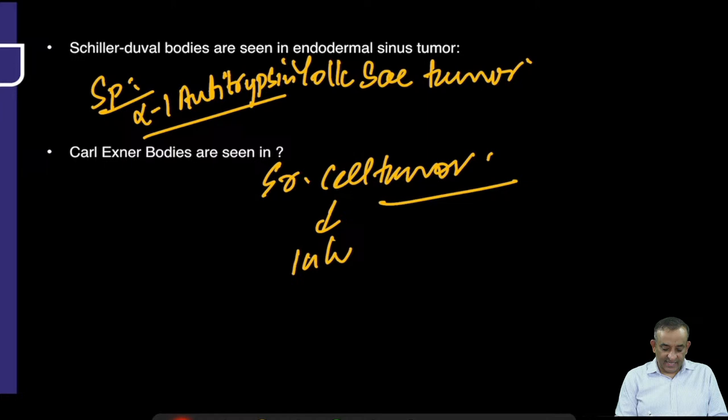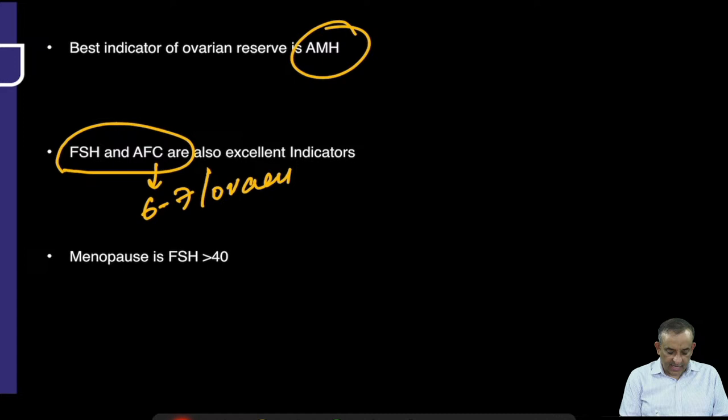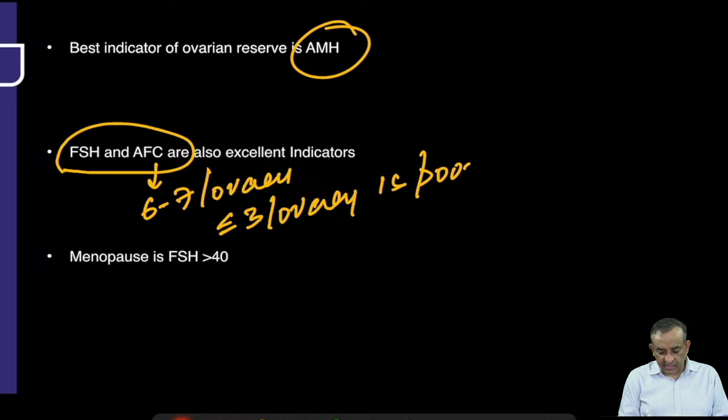All right. Best indicator of ovarian reserve is the anti-mullerian hormone. FSH and AFC, antral follicular count, is also a good indicator. But antral follicular count should be around 6 to 7 per ovary, and less than or equal to 3 per ovary is poor reserve, reducing a woman's chances of getting pregnant.